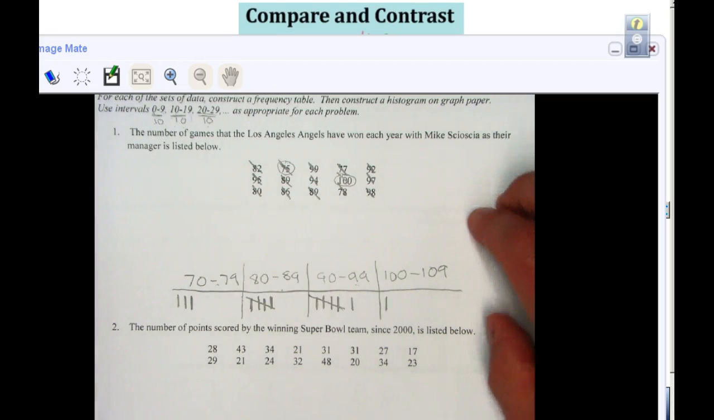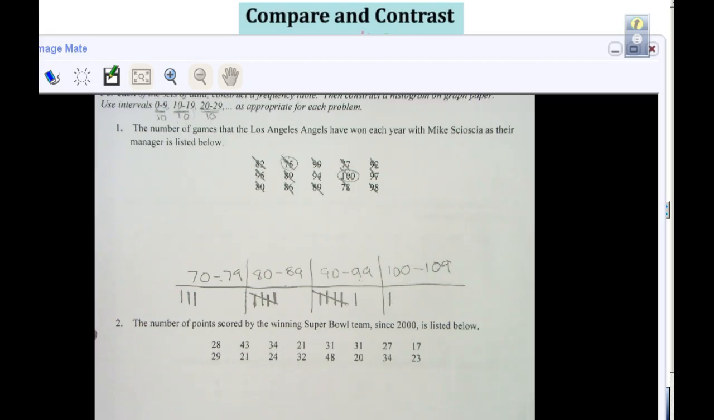Okay, so that's our frequency table. So far, so good. Next, let's make a histogram using that information.